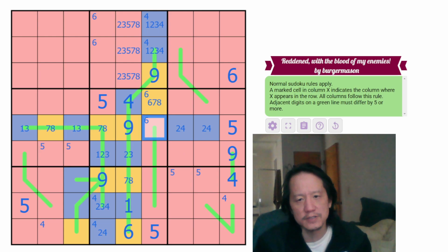This must be the 6 then. So this is a 6, which means this can't be 6. The 6 must be next to a 1 on a German whisper line. So this is 1. This can't be 1. This is 2 or 3.